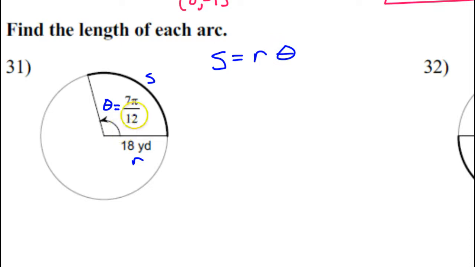It has to be in radians. You can't use degrees with this formula. But if you have radians, nothing could be simpler.